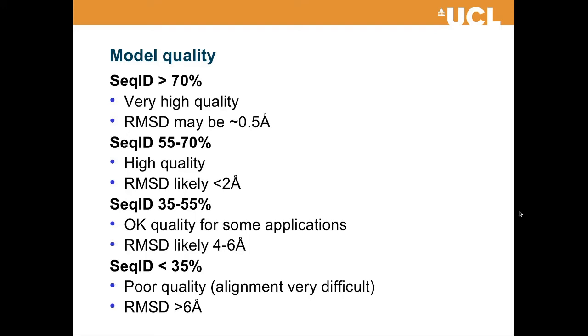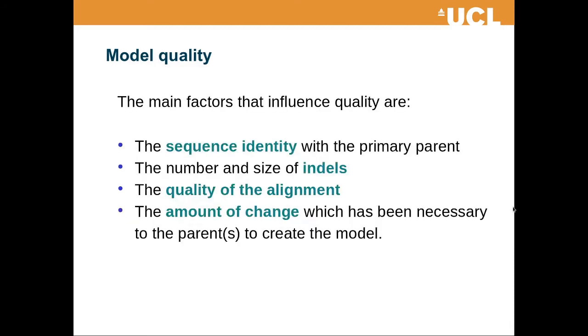And below around 35%, remember that was the sort of threshold where we started to get very inaccurate alignments, then we get very poor quality models with RMS deviations greater than 6 angstroms. The main factors then that influence model quality are the sequence identity with the primary parent, in other words, the parent which had the highest sequence identity, the number and size of insertions and deletions, the quality of the alignment, and that of course is hugely influenced by those first 2 factors, and the amount of change that's been necessary to the parent or parents in order to create the model.